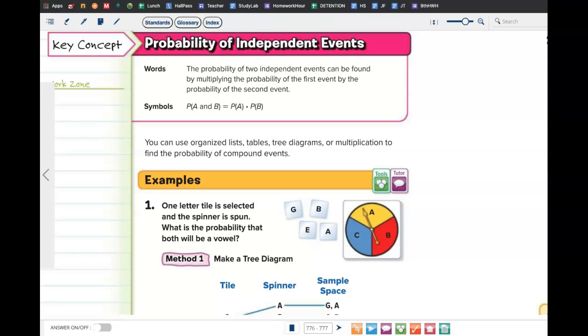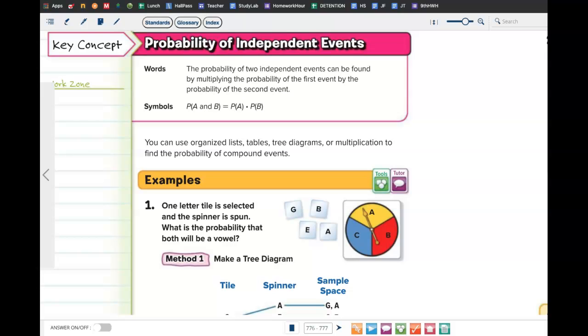All right, for today's lesson, we are going to be on page 776, and we're going to build off of what we did previously with our experiments of independent and dependent events. Remember, I said independent is something that is individual, on its own, by itself. I am independent of my parents. What my mom and dad do does not affect me.